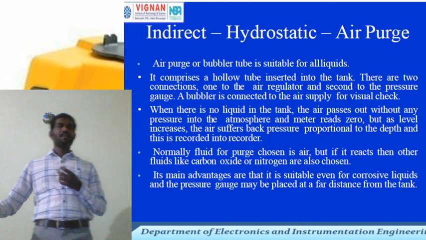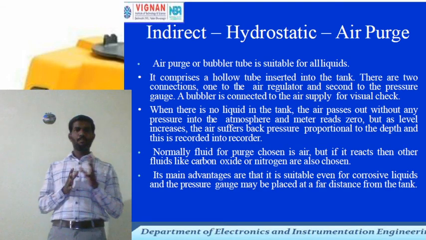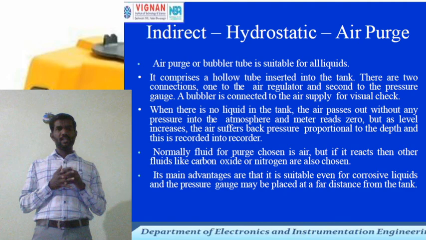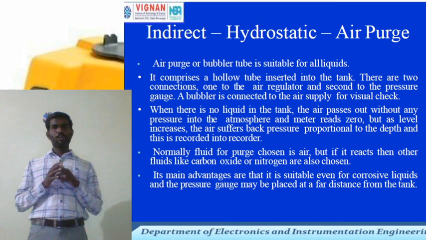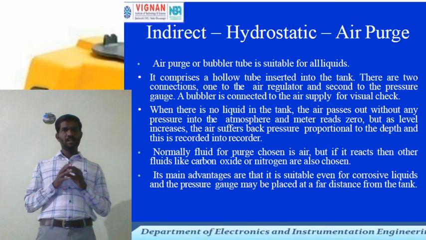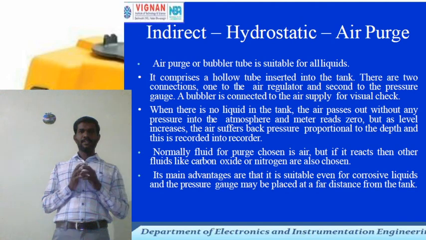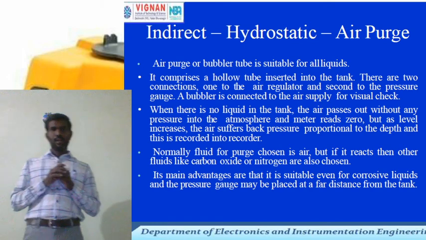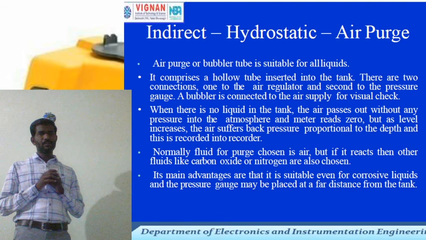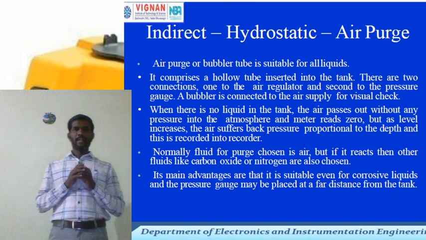Next, the hydrostatic method with the air purge type. The air purge or bubbler tube is suitable for all liquids. It comprises a hollow tube inserted into the tank. There are two connections: one to the air regulator, and the second to the pressure gauge. A bubbler is connected to the air supply for visual checking. Okay, when there is no liquid in the tank, the air passes out without any pressure into the atmosphere, and the meter will read zero.